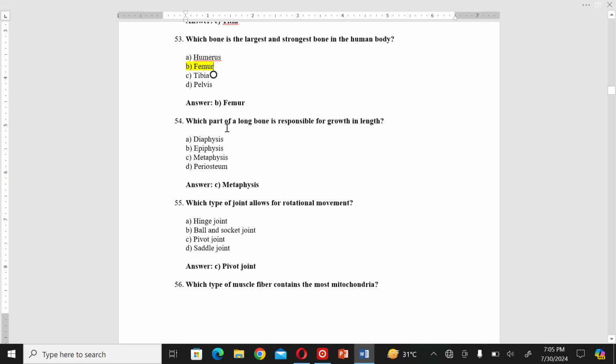The next MCQ is which part of a long bone is responsible for growth in length? A. Diaphysis, B. Epiphysis, C. Metaphysis, and D. Periosteum. So the correct option is C.